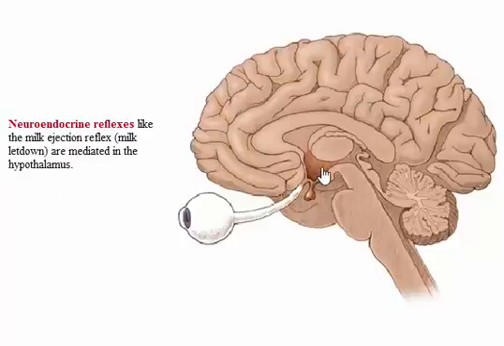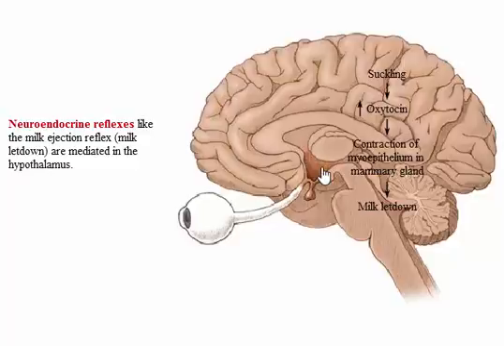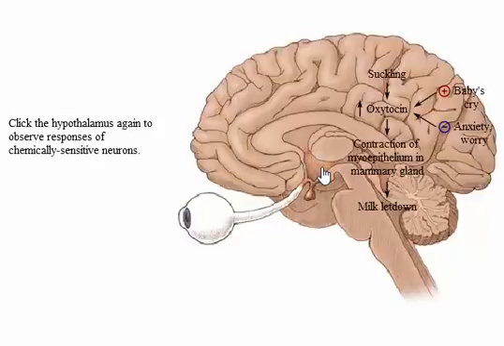Neuroendocrine reflexes like the milk ejection reflex, or milk letdown, are mediated in the hypothalamus. Suckling induces release of oxytocin that causes the myoepithelial cells of the mammary glands to contract and release milk. The sound of a baby crying can cause a similar letdown of milk, and anxiety and worry can inhibit the milk ejection reflex. Click the hypothalamus again to observe responses of chemically sensitive neurons.